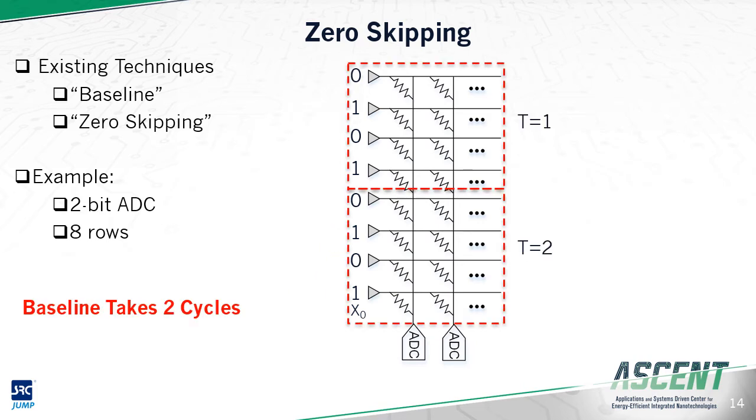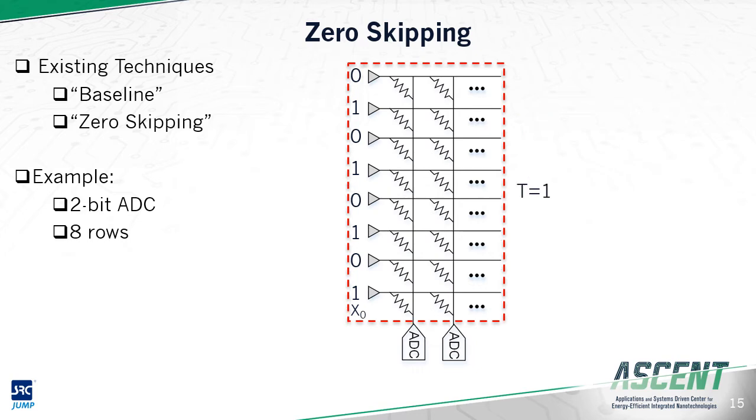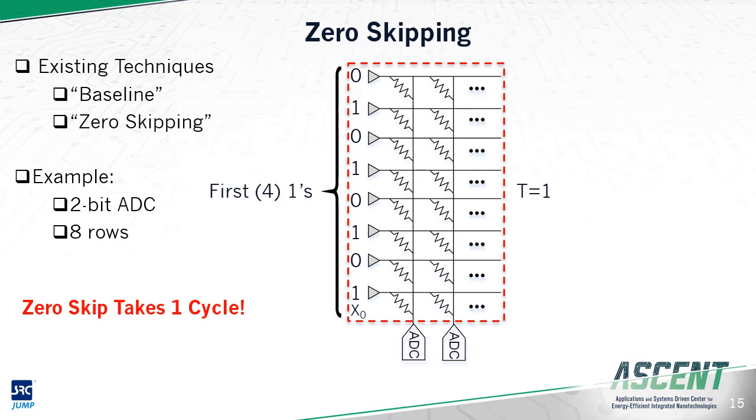Starting with the baseline technique, we can read 4 rows at a time since we have 2-bit ADCs, and we do not want to potentially overflow our ADCs by reading more than 4 rows. Therefore, the 8-row subset takes 2 cycles. However, if one is clever, they can use zero-skipping to perform this in a single cycle. The important thing to note is that there are only 4 ones in this subset of 8 rows, and thus we will not overflow our ADC if we just read the 4 rows containing 1s.